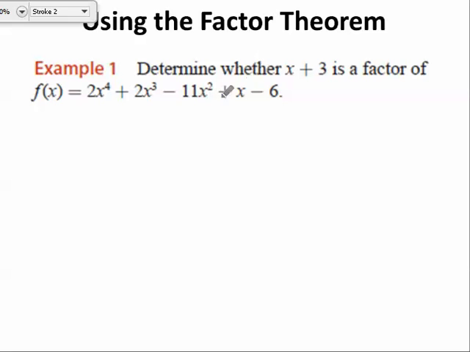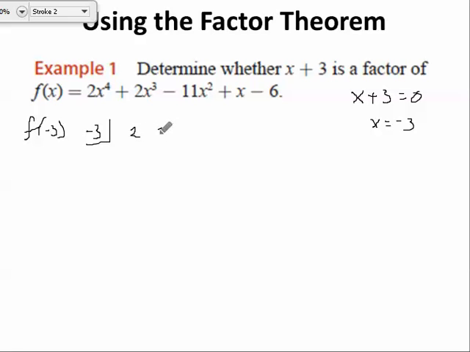Okay, so looking at this, I've got determine whether x plus 3 is a factor of something. So if I take x plus 3 equals 0, x equals negative 3. So I'm trying to determine if negative 3 is a factor of this particular equation. So I could say f of negative 3, or I could just do the synthetic division. So I'm going to do the synthetic division personally.